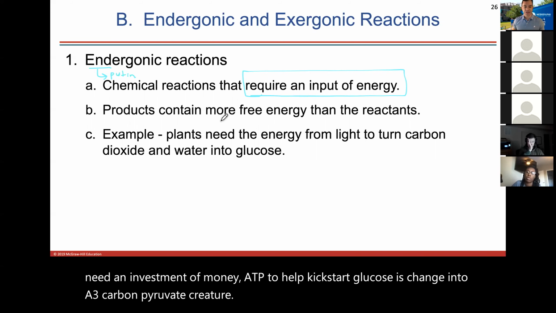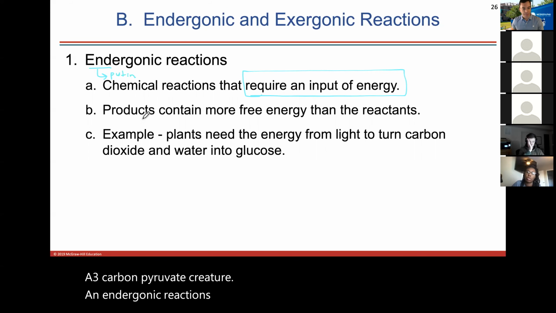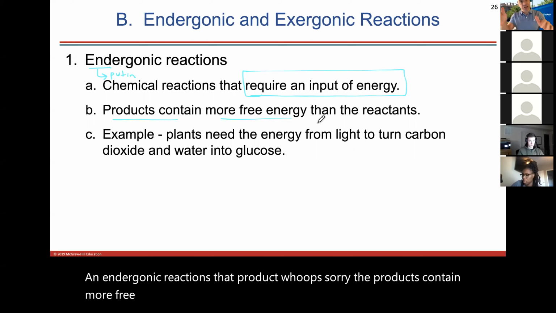In endergonic reactions, the products contain more free energy. So we have an energy of activation hill to get over, right? To get this thing to happen.